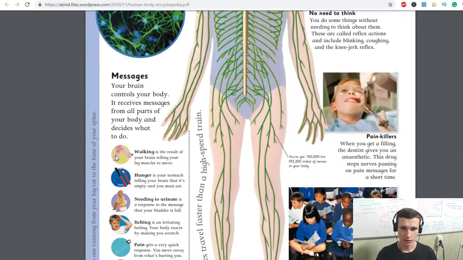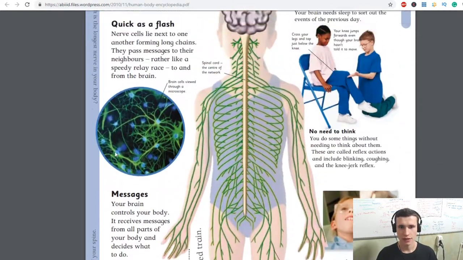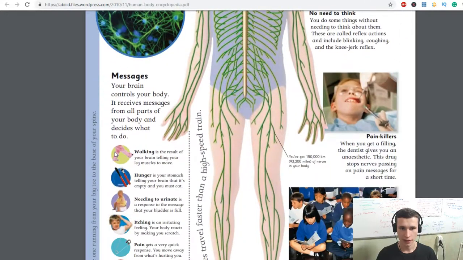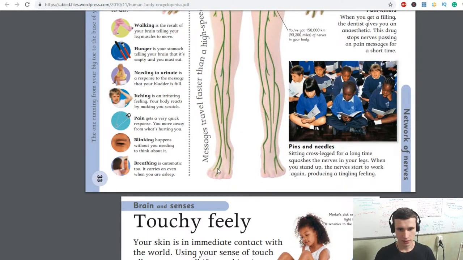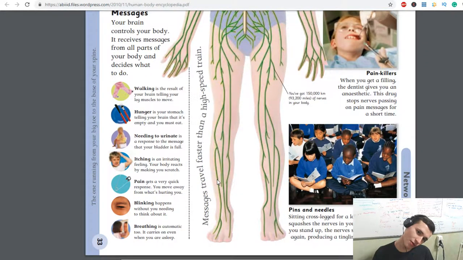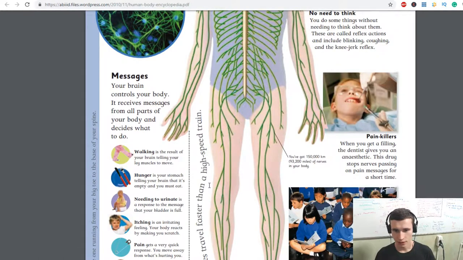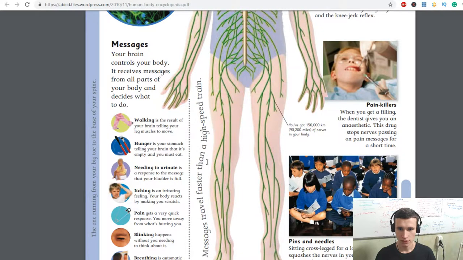I think that it is inside of our legs. What's the answer? The one running from your big toe to the base of your spine. From toe, yes. A message travels faster than a high-speed train. Good. You've got 150,000 kilometers of nerves in your body. Wow. It's really big.